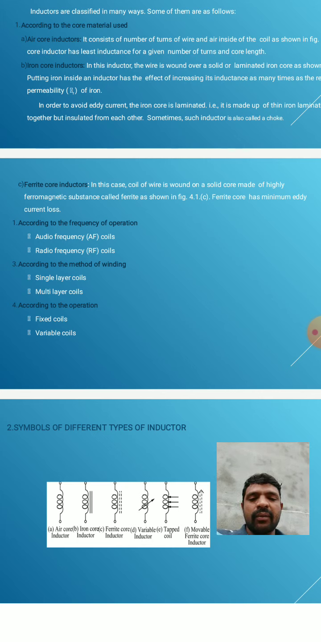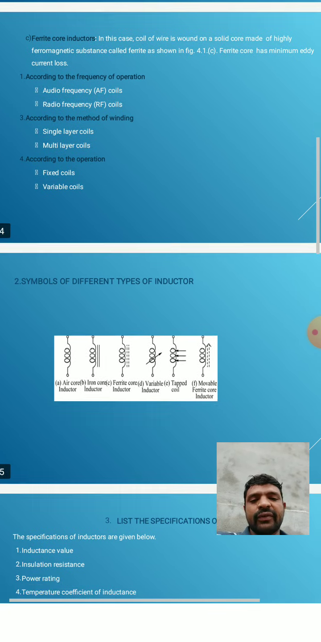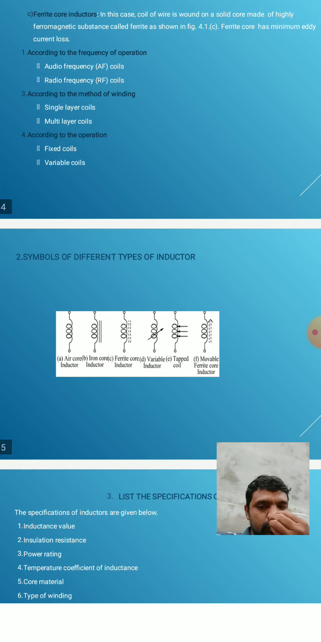According to the type of operation, these inductors are classified into fixed coils and variable coils. These are the classifications of inductors. The symbols of different types of inductors are there: air core inductor symbol, iron core inductor, ferrite core inductor also.